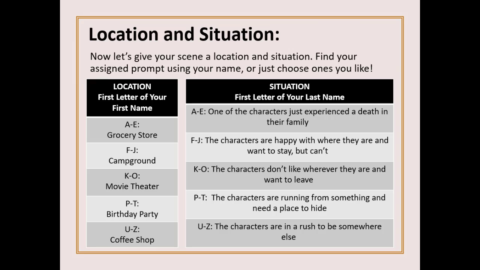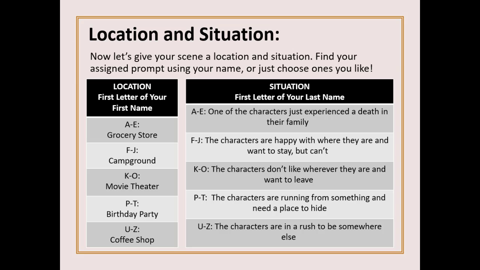Now we need to put your characters in a place and have something happening to them. So to spice it up and make it a little bit random, I want you to take the first letter of your first name and find it on the left-hand chart, and that will tell you your location. So the first letter of my first name is K, so I would have movie theater.